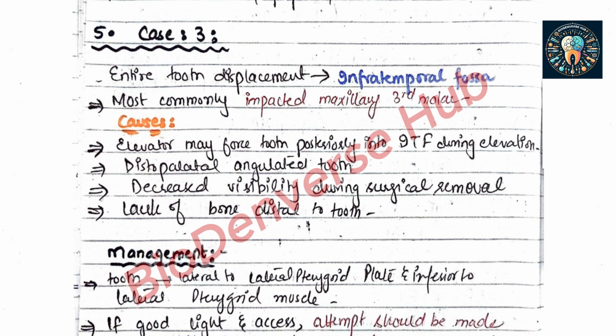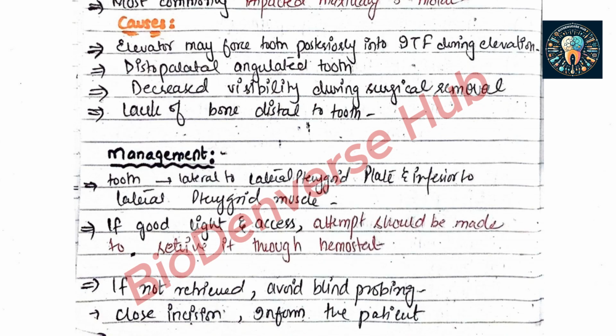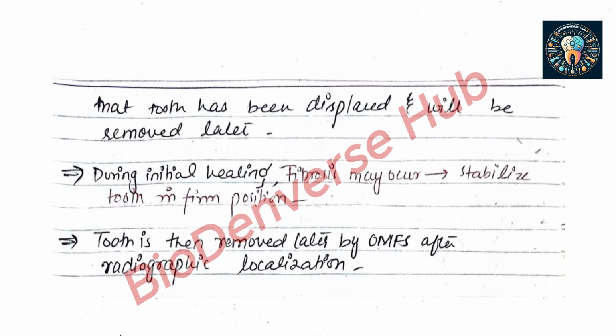So, what is the management of the tooth displacement into the infratemporal fossa? First, the tooth lies lateral to the lateral pterygoid plate and inferior to the lateral pterygoid muscle. It will be located out there. If good light and access is available, then an attempt should be made to retrieve it through a hemostat. If it is not retrieved, avoid blind probing. Close the incision and inform the patient that the tooth has been displaced and it will be removed later.